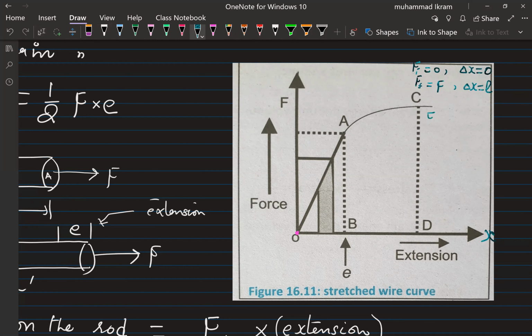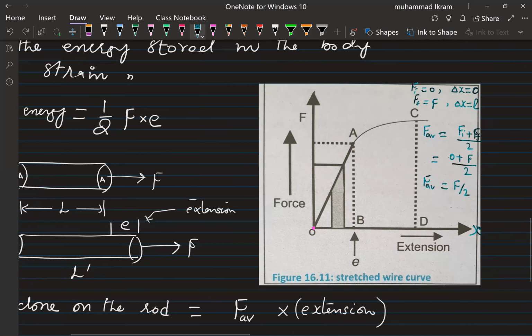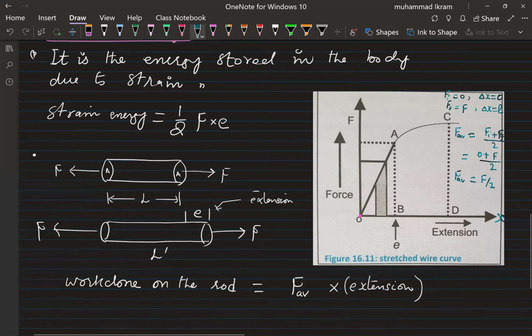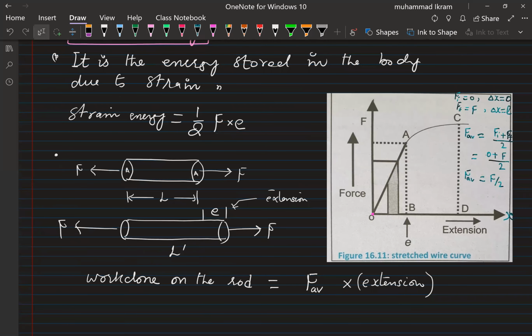So what is the average force here? The average force will be the force initial plus the force final divided by 2. So here you see that it is 0, and here you see that it is F, so the average force becomes equal to F by 2. So this is the average force that acts on the system.